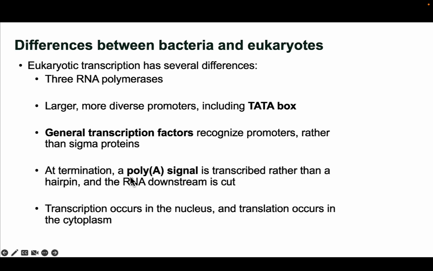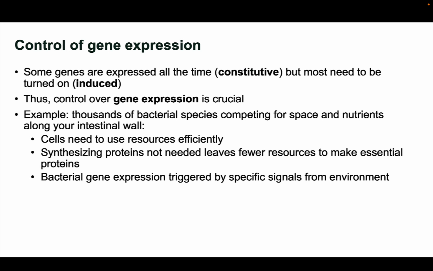At termination, a poly A signal is transcribed rather than that hairpin, and this allows an enzyme to cut downstream and release that RNA. And then, of course, transcription occurs in the nucleus, and translation occurs in the cytoplasm. So those are important differences between what you saw and then what occurs in eukaryotes.